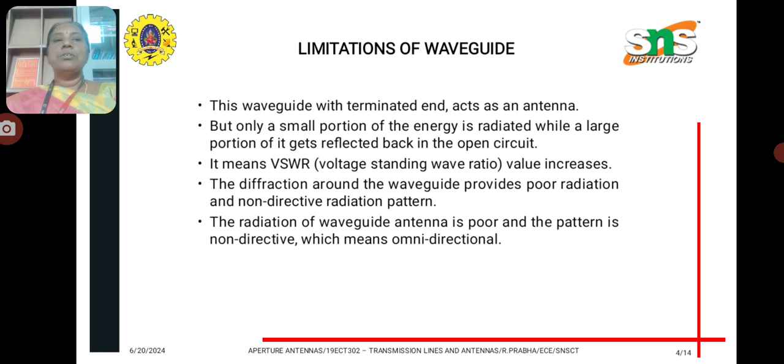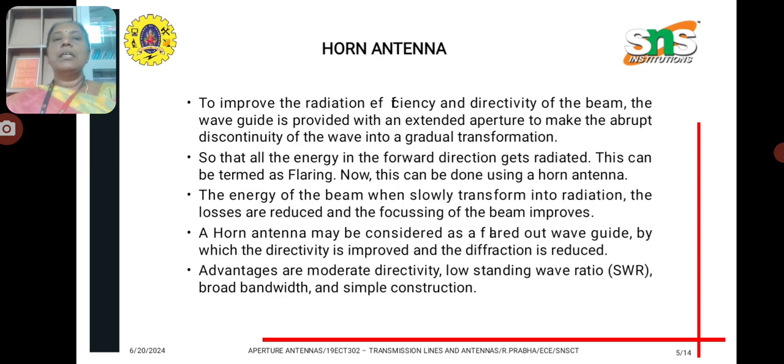The limitation of waveguide is that a waveguide with a terminated end acts as an antenna, but only a small portion of the energy is radiated while a large portion of it gets reflected back in the open circuit. It means the voltage standing wave ratio value increases, and the diffraction around the waveguide provides poor radiation and a non-directive radiation pattern. The radiation of a waveguide antenna is poor and the pattern is non-directive, which means omnidirectional.